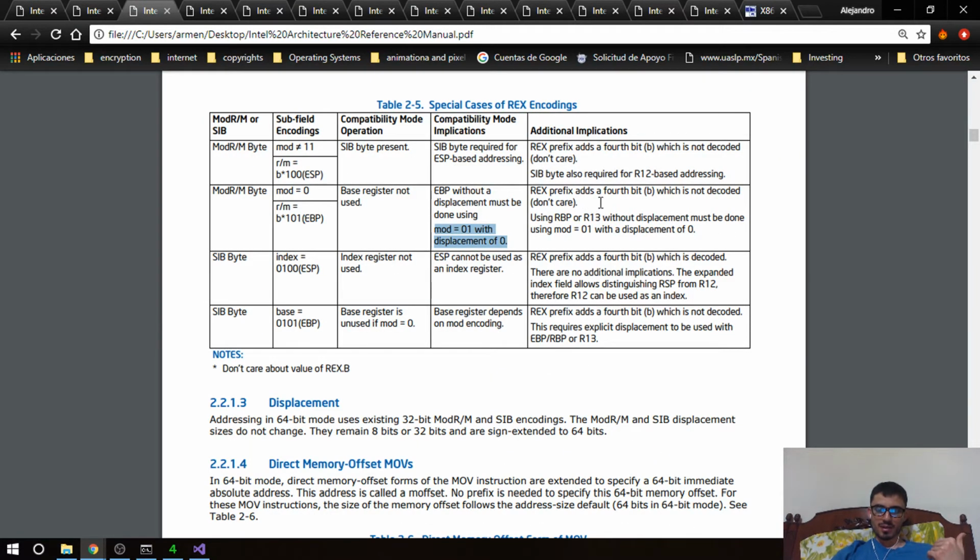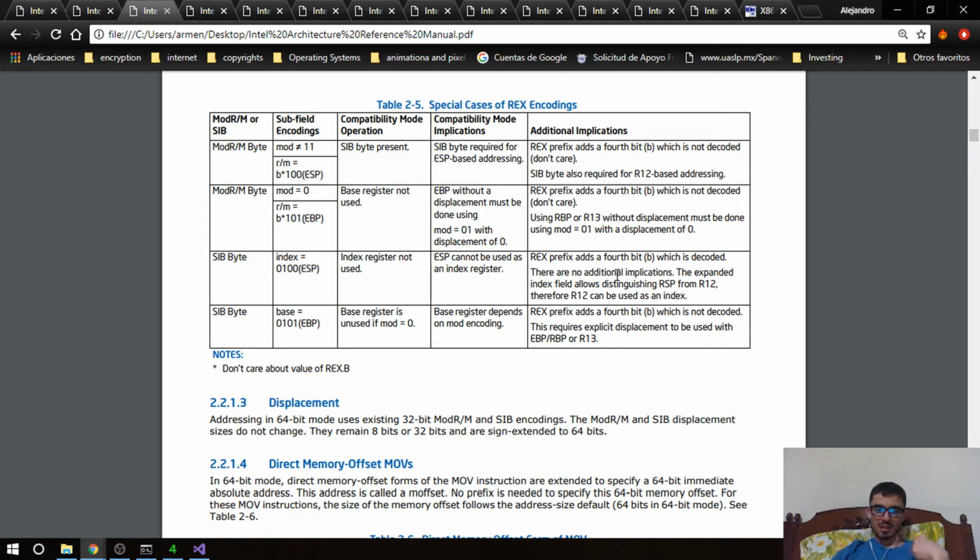But when we have a 4th bit on B, which is REX prefix adds a 4th bit B, which is not decoded, don't care, using RBP or R15. No, we are on ESP. I was like, what? ESP cannot be used as an index. Yeah, that's correct. REX prefix adds a 4th bit B which is decoded. Now that's the thing we already found out. There are no additional implications.